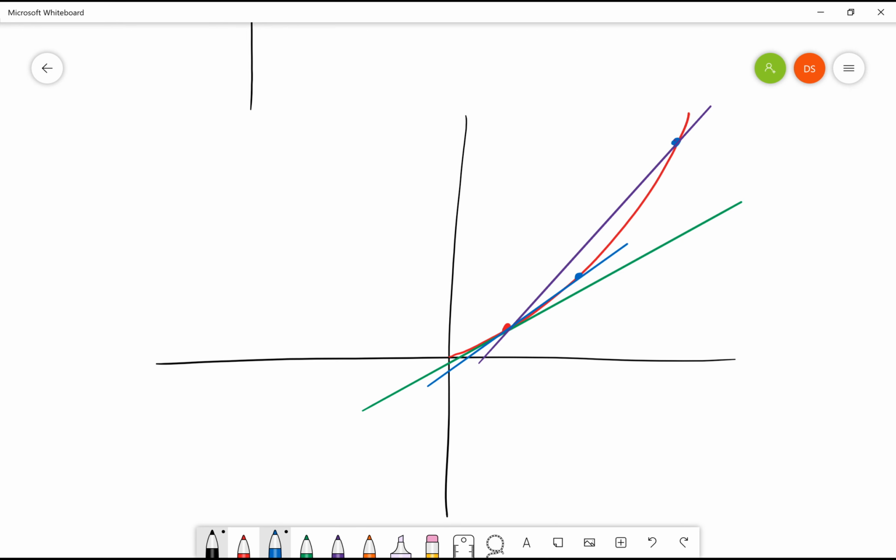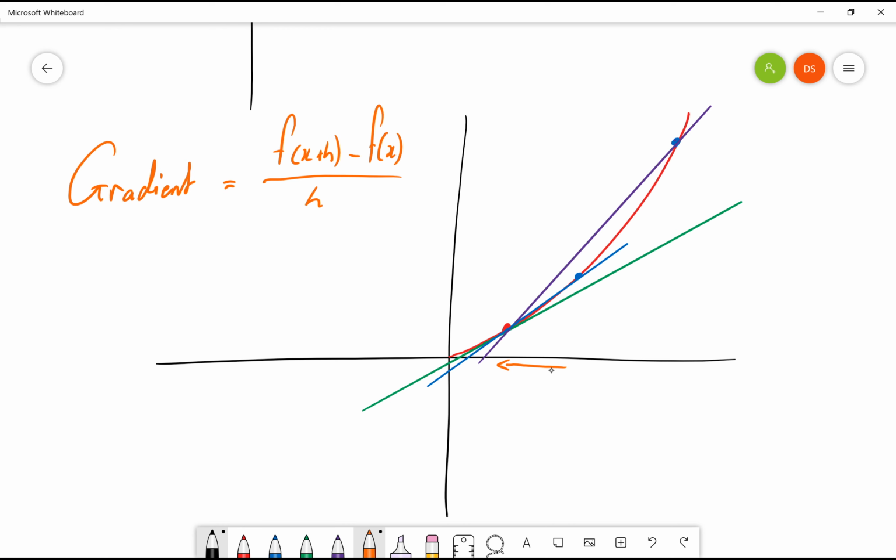And so let me just write up what I'm saying. I'm saying that the gradient equals, and what I want to do is make that horizontal distance between the red dot and the blue dot smaller and smaller.